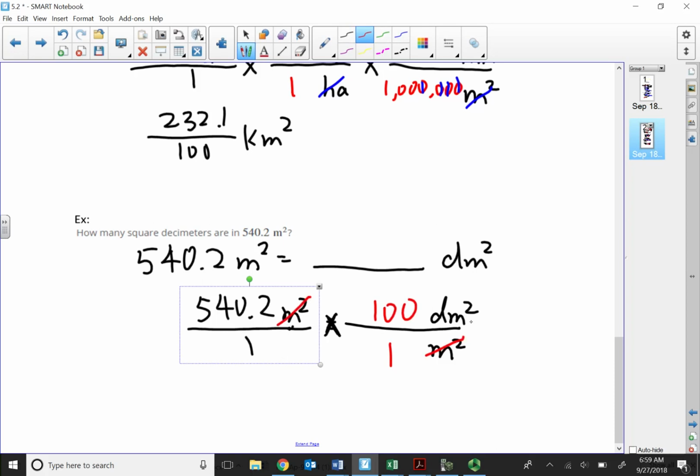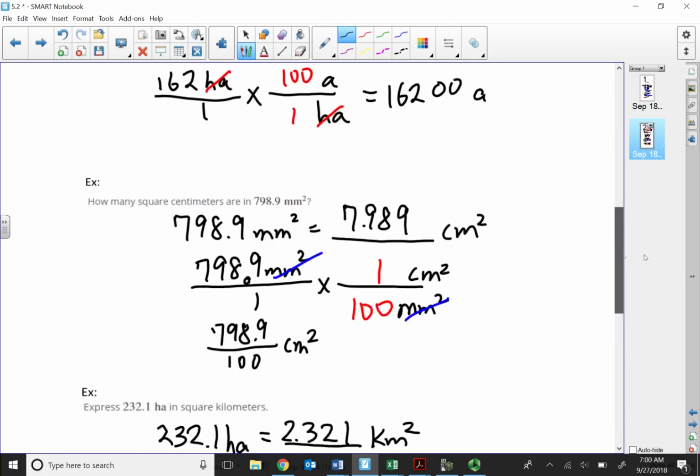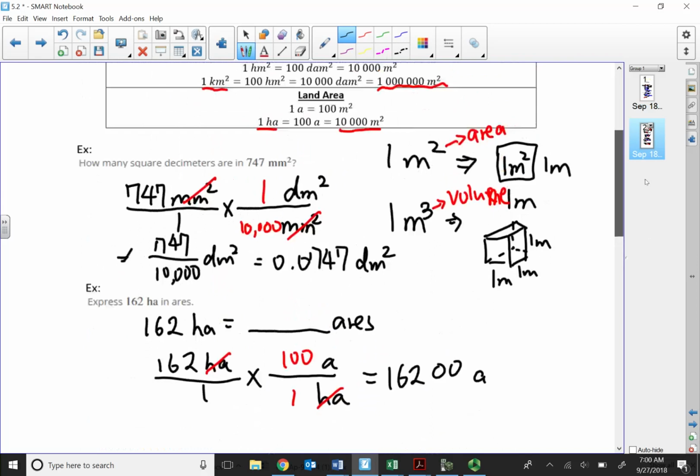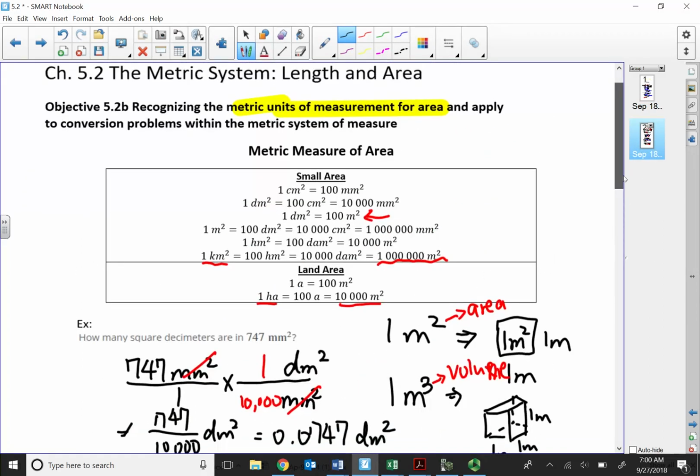So the square meter will cancel out. So this problem, we will simply take 540.2 times 100. So times 100 means move my decimal to the right 2 places as well. So that should be 54,020, right? 1 empty slot, put my 0 in. All right. So let me check real quick. Did I do one with a deci? I did one with a deci and milli.